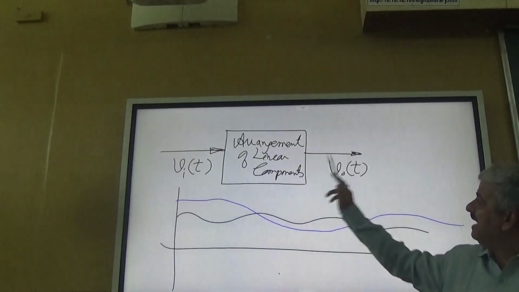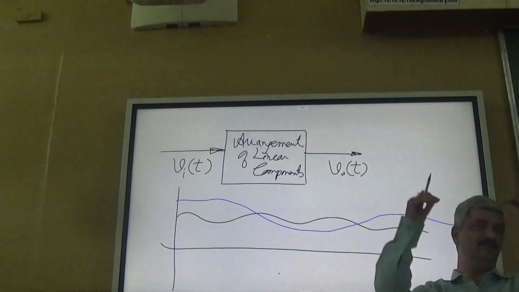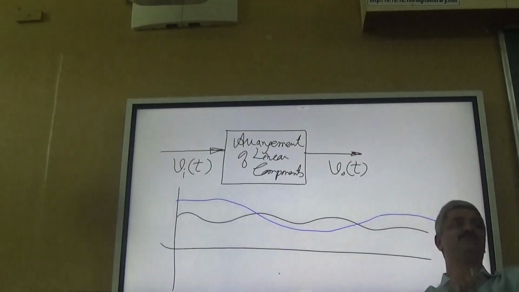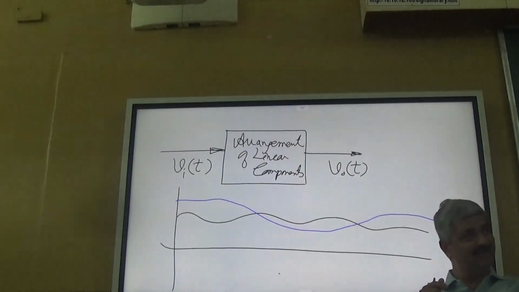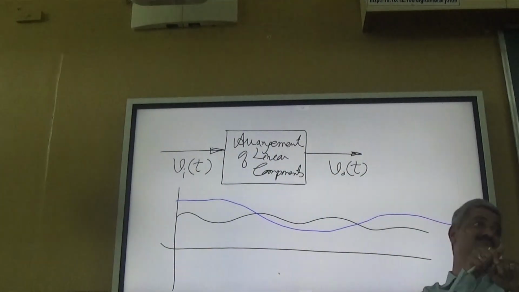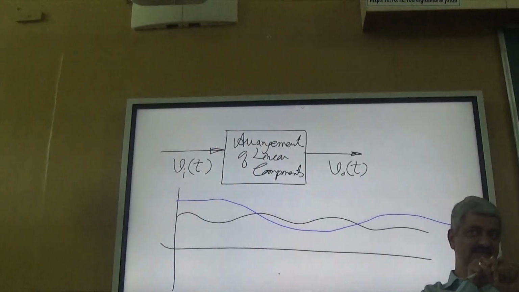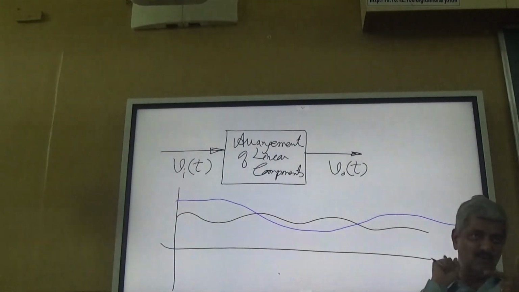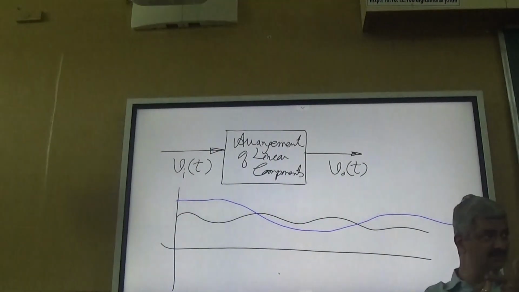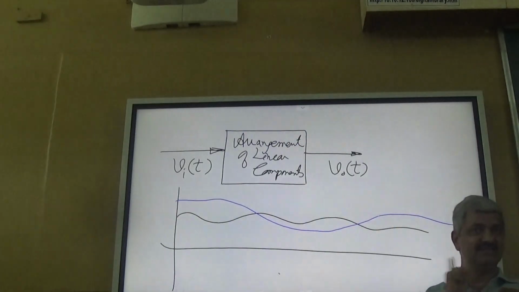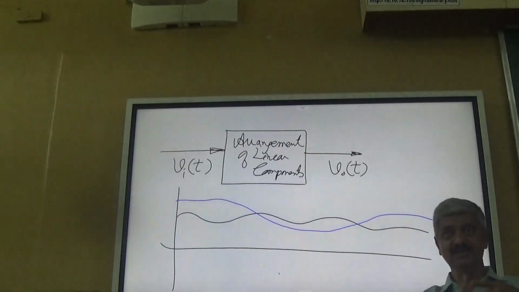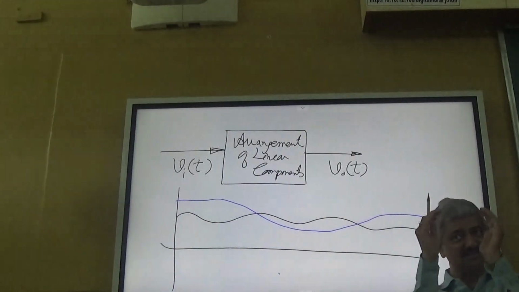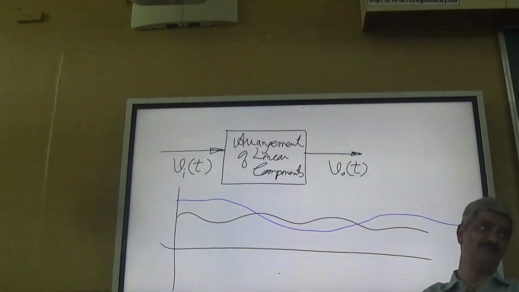V in T and V out T. So if you are given what is V in T and what is V out T, you are expected to find out the system. That is called synthesis. Analysis: given input, given system, finding output. Synthesis: given input, given output, finding out what the system is. So that you will find it out.